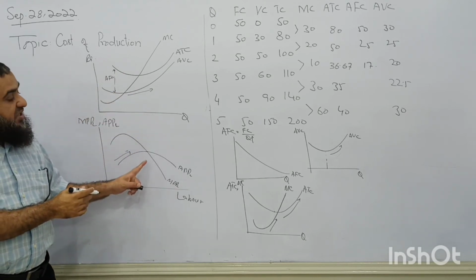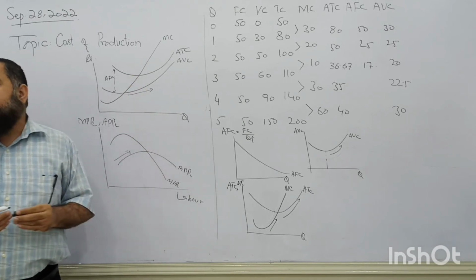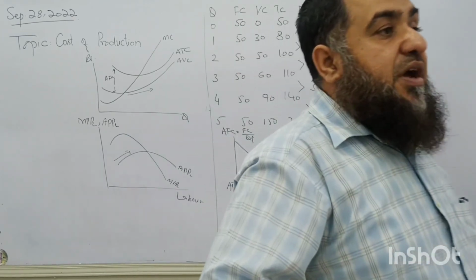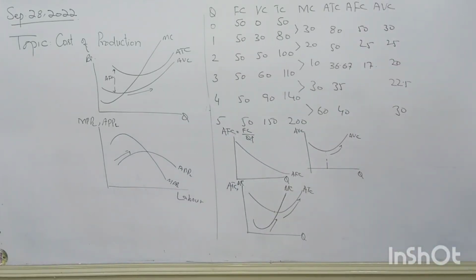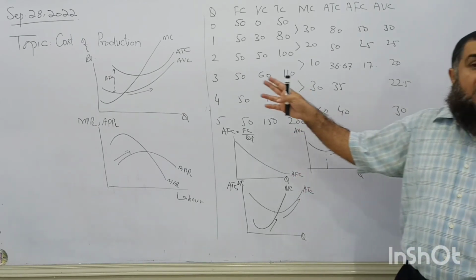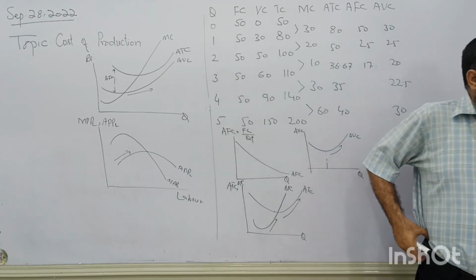So productivity of labor and cost of production are interlinked with each other. When productivity of labor increases, per unit cost of production will decrease. And when productivity starts to decrease, per unit cost will increase. Clear? Did you understand? So this is how average values and marginal values are interlinked in the case of the cost of production. This was the main thing.